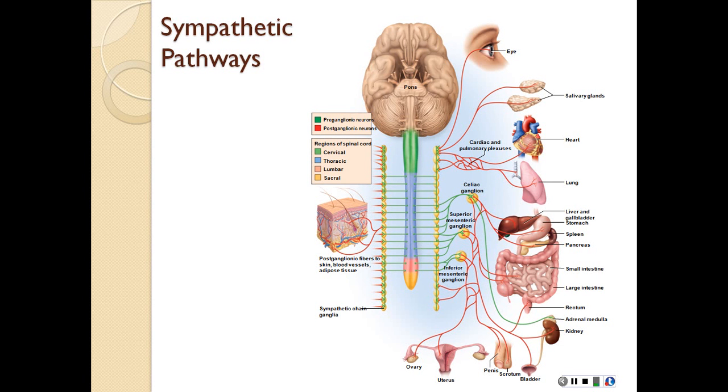Okay, and what else did it say? It said the preganglionic neurons are what? Short, whereas the postganglionic neurons are in red. Notice they're long, and they go all the way to the organs that they're going to innervate. Okay, y'all got that?